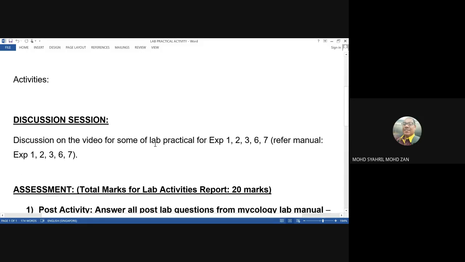Alright, the activity is a discussion session, okay, discussion on your video for some of the lab practical for experiment number 1, 2, 3, 6 and 7. So this one sebenarnya dalam makmal ni kita ada buku. So you all ada buku tu tak? MIC 260. Pernah tengok tak buku makmal MIC 260? Tak pernah tengok? Okay, tak apa, nanti saya akan masukkan gambar tu.